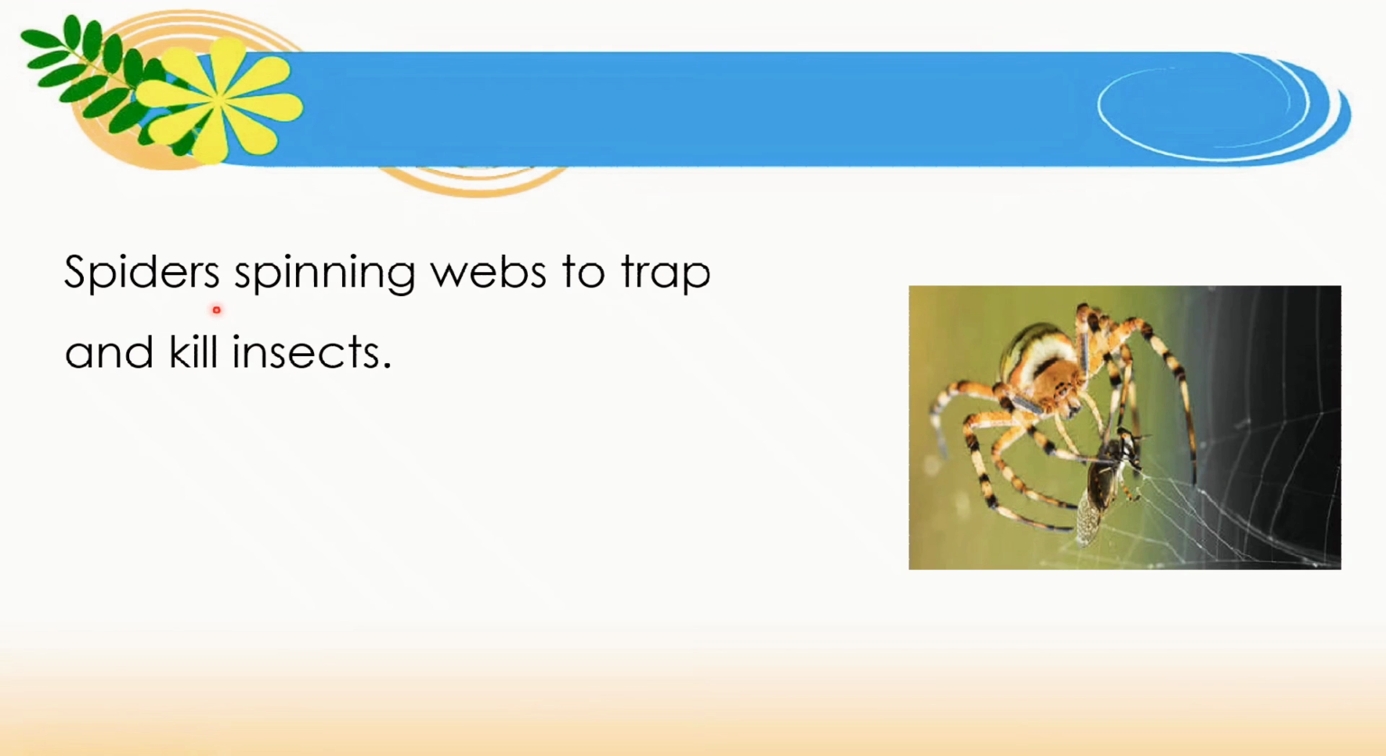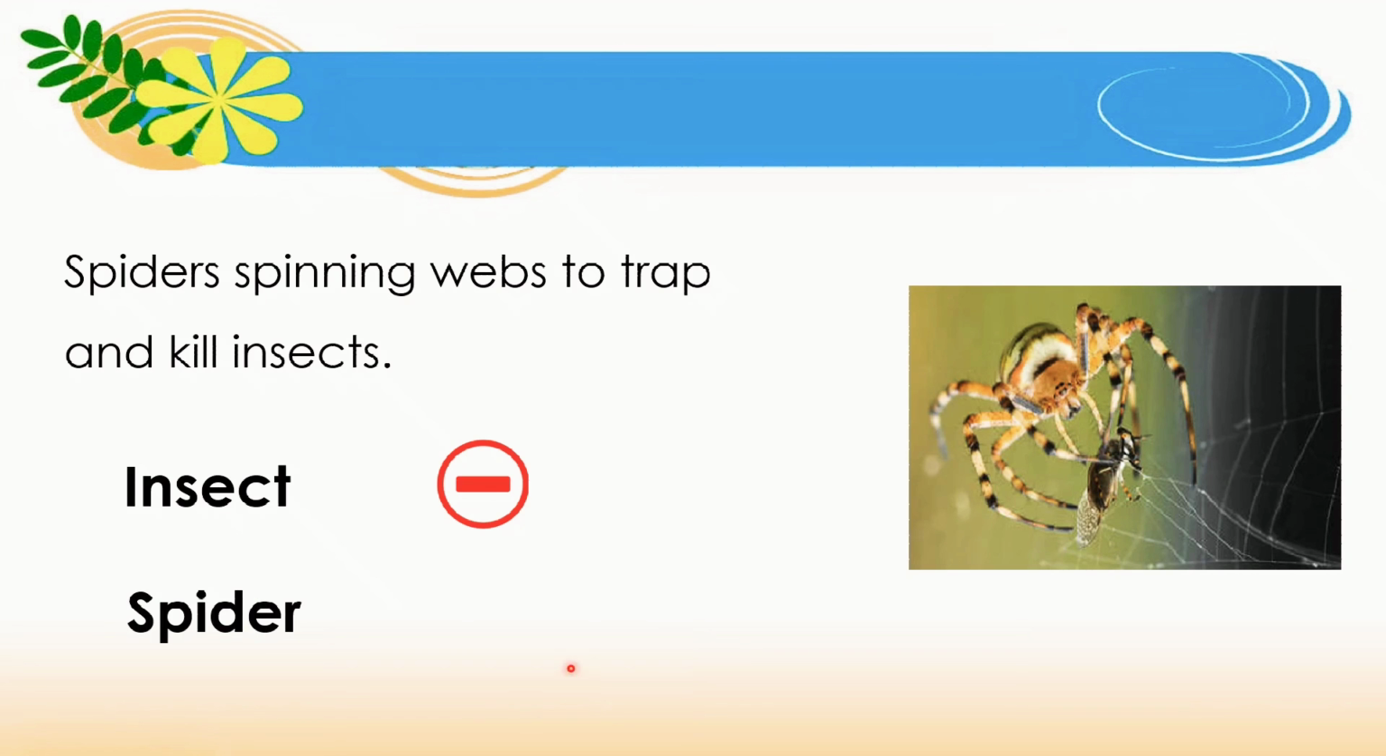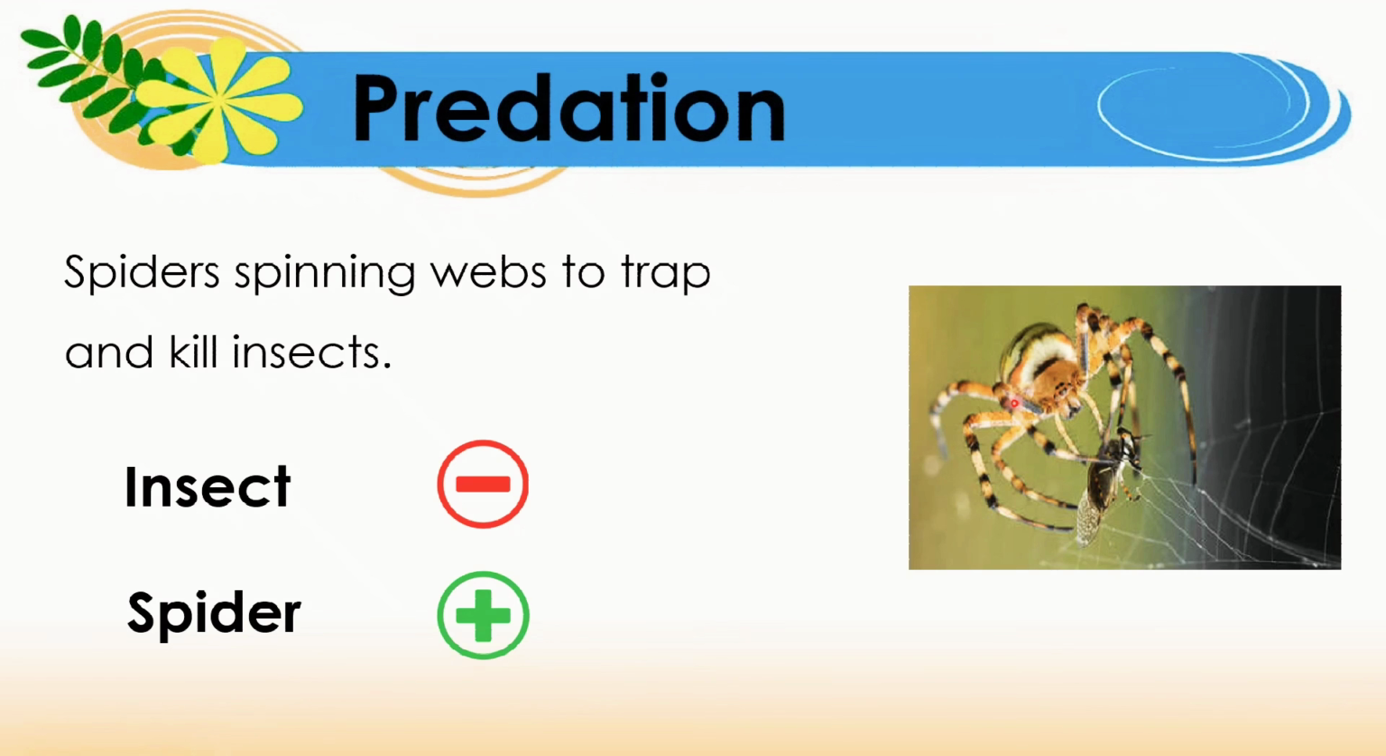So how about this one? We have a spider spinning webs to trap and kill this small insect. Okay, this insect will die, and this spider can have the food. So the insect is the prey, so it's negative. The spider will become the predator, it's the positive sign. So they have a predation relationship.